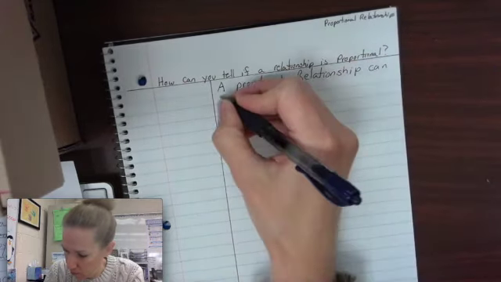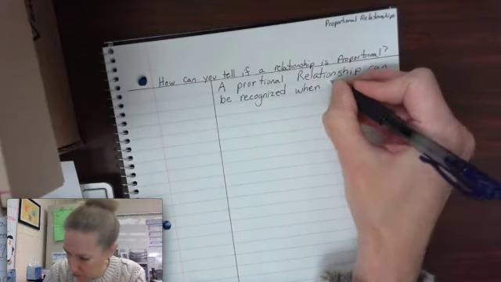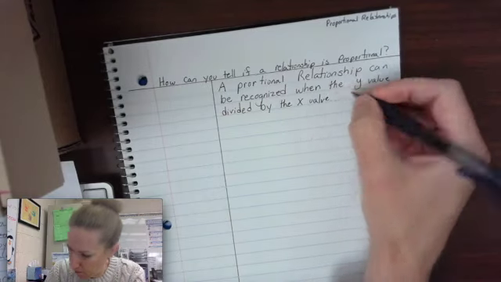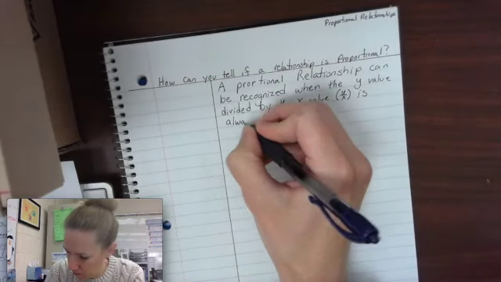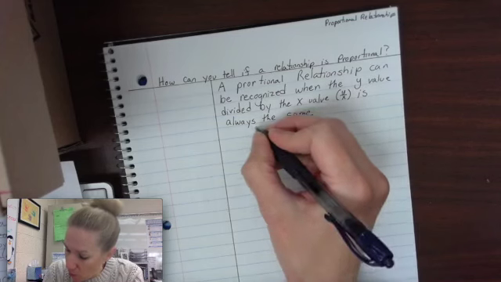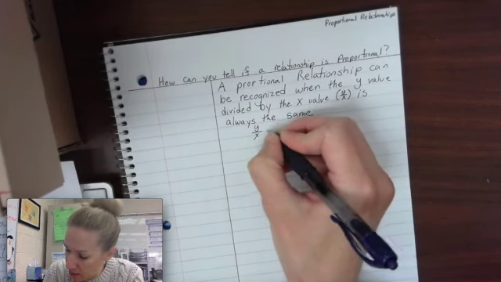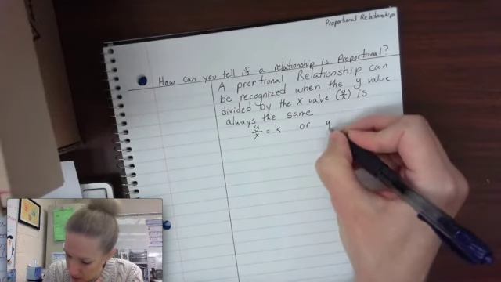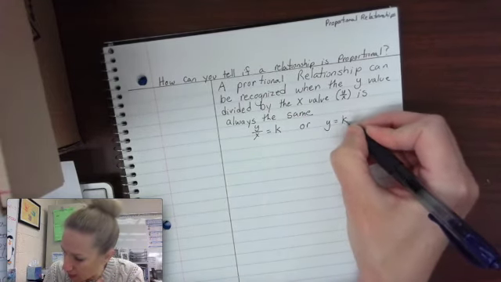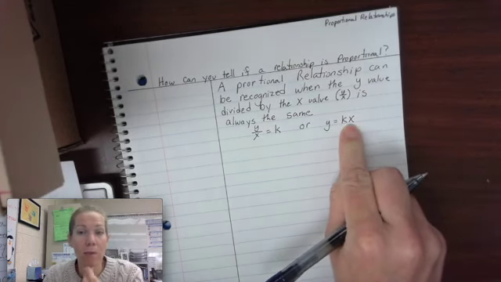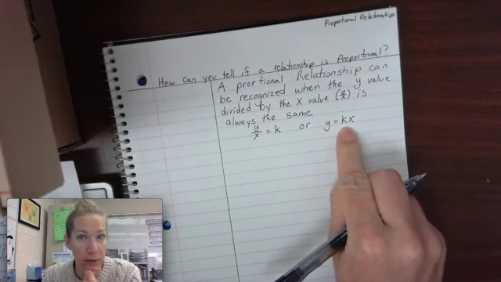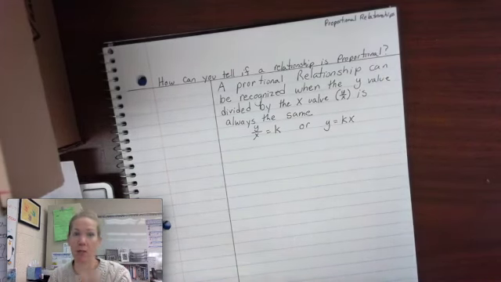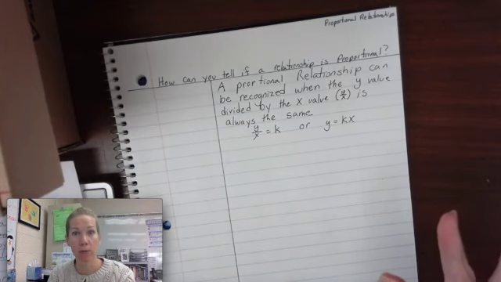A proportional relationship can be recognized when the y value divided by the x value, so y divided by x, is always the same. So y divided by x, and we call that value k. Another way to write this is y equals kx. So if you multiply x by this k value, you're always going to get the y. If you can do that for the whole table, then that relationship is proportional.